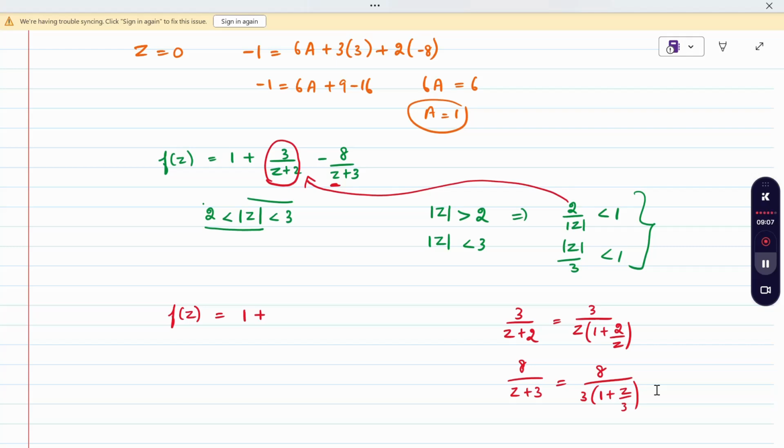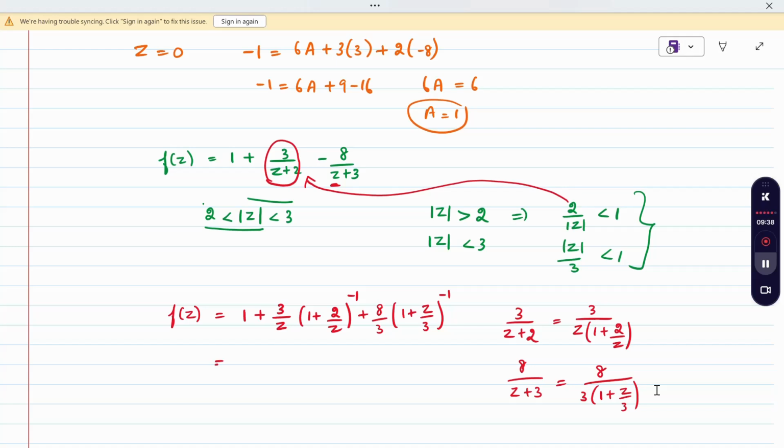So now when I write it, it is nothing but 3 by z, 1 plus 2 by z whole power minus 1. Plus same way 8 by 3, 1 plus z by 3 whole power minus 1. Completed, able to write. Now I can write the general format.